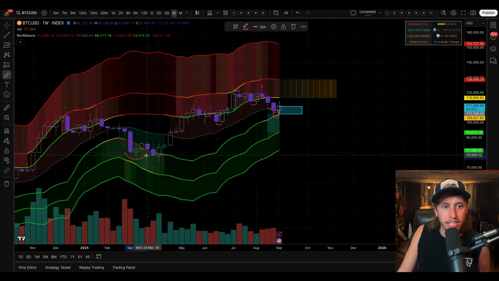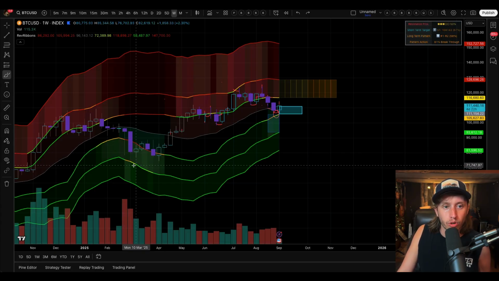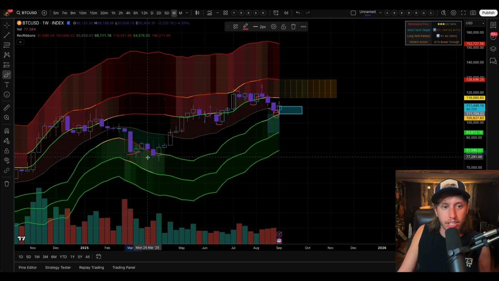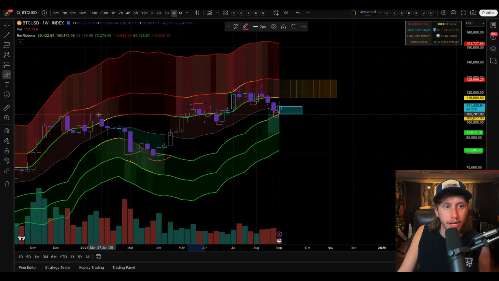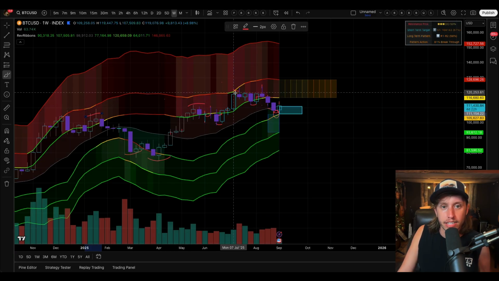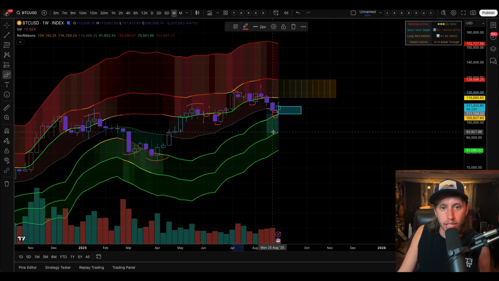Like I was talking about on the daily time frame, the area in between the support 1 and support 2 ribbon is usually a nice bounce zone. So that holds true even on the weekly time frame. This time though, it went higher, didn't really go lower.